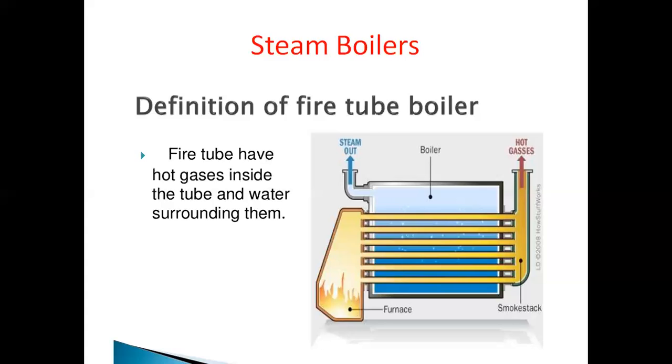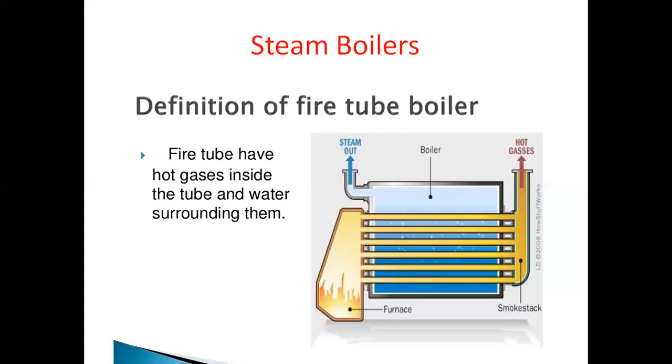Then availability of floor space. We always prefer that it should occupy less space. And nature of load on the boiler. Based on our maximum capacity, we select the boiler. And one more important term: initial cost should be low, and the cost of boiler should be low. So these are the factors in the selection of a boiler.